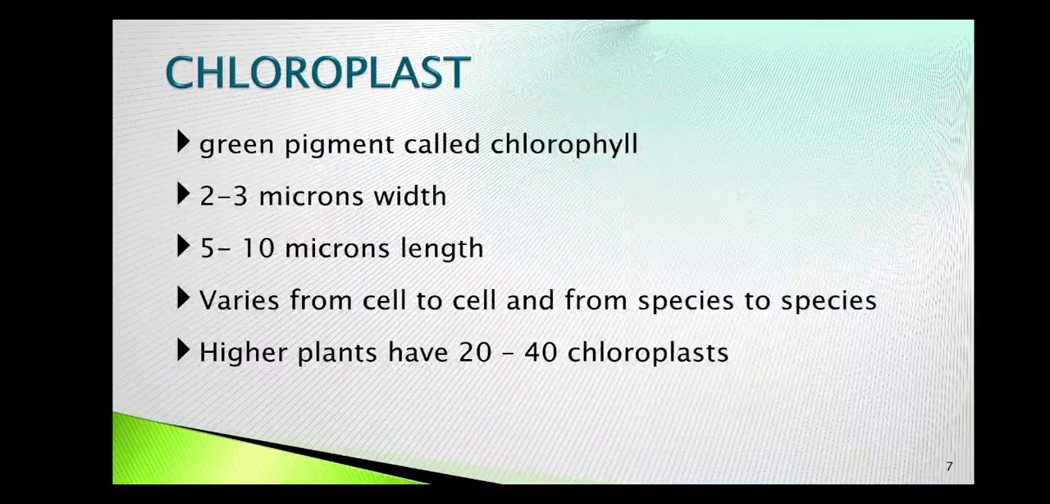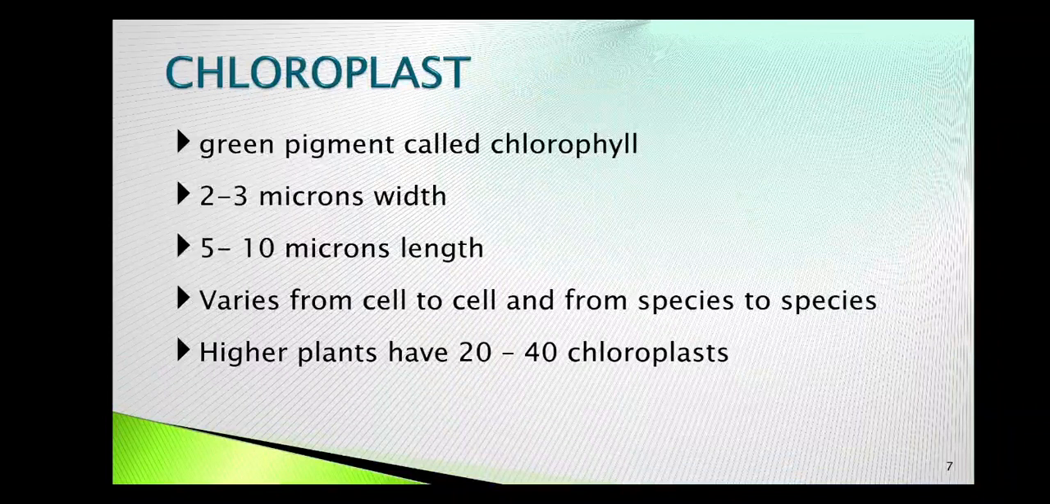Chloroplasts are distributed within the cytoplasm of plant cell. In some cells, they are concentrated around the nucleus or just beneath the cell wall. Chloroplasts measure 2 to 3 microns in width and 5 to 10 microns in length. And chloroplasts also differ in shape. For example, plate shape in chlorella, cup shape in chlamydomonas, ribbon shaped and spirally coiled in spirogyra. Whereas in higher plants, chloroplasts are spherical or ovoidal in shape.